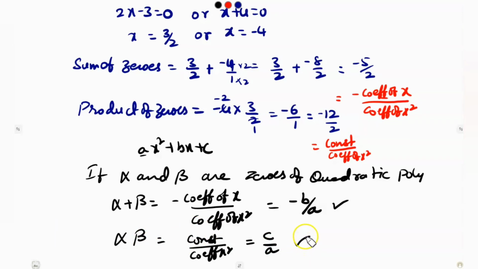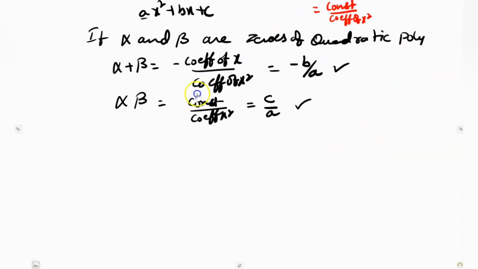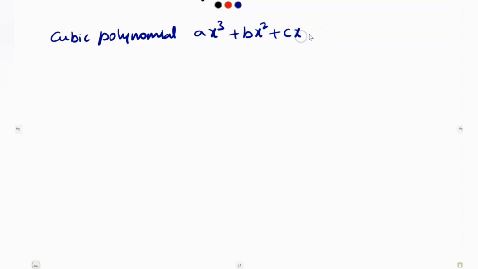Now let us find the relationship between the zeros of a cubic polynomial and the coefficients of the cubic polynomial. So let us take a cubic polynomial now. The general form of a cubic polynomial is ax cube plus bx square plus cx plus d. This is the general form of a cubic polynomial. So now we are going to find the zeros of this cubic polynomial, the values of x that make the polynomial equal to 0.